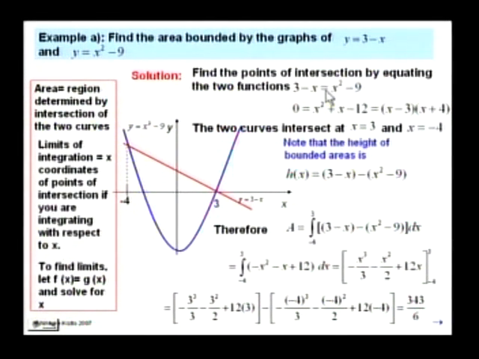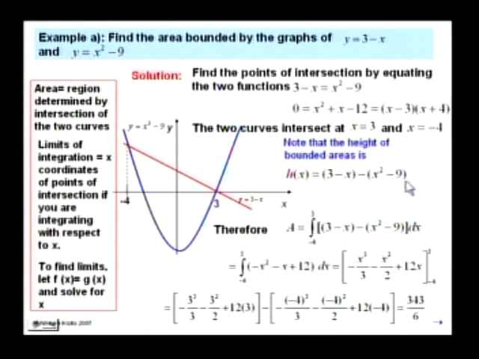I equated the two equations, found the points of intersection by equating the two equations, and solved it. I'm getting the points of intersection x is equal to 3 and x is equal to minus 4. That means the two graphs are cutting at x is equal to minus 4 and x is equal to 3. Now, to get the y value, you don't actually need it. I just need my points of intersection. I need my a, which is minus 4, and my b, which is 3.